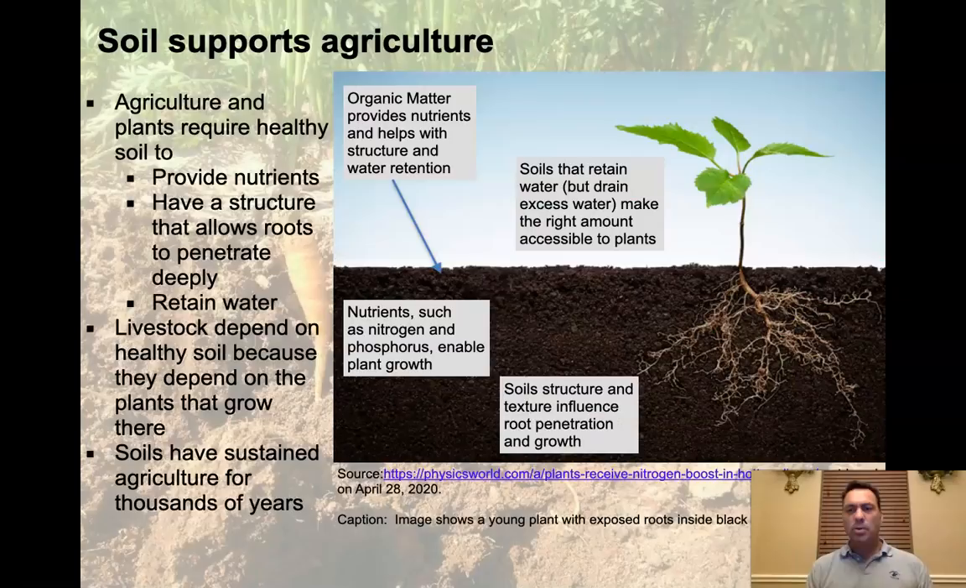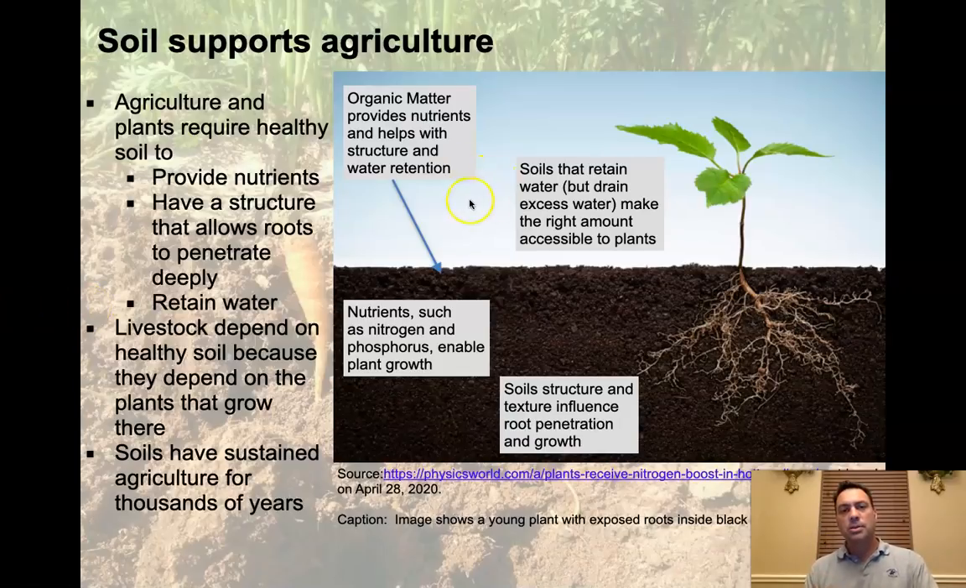So the reason why we're going to focus so strongly on soil when we get into our agricultural lectures going forward is because soil is the base. It's what supports all agriculture. Agriculture and plants require healthy soil to, one, provide nutrients, two, have a structure that allows roots to penetrate deeply, and three, to retain water. So those are three important features.